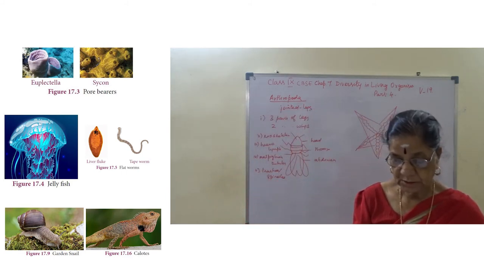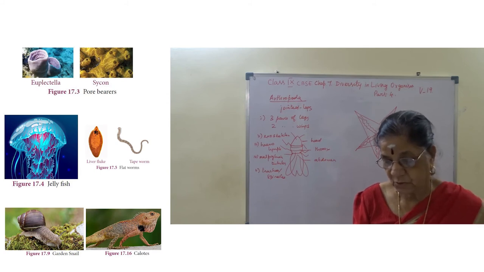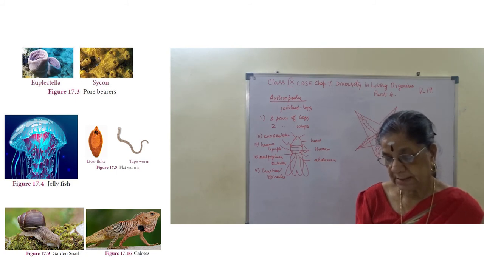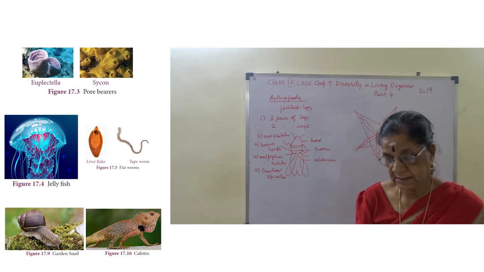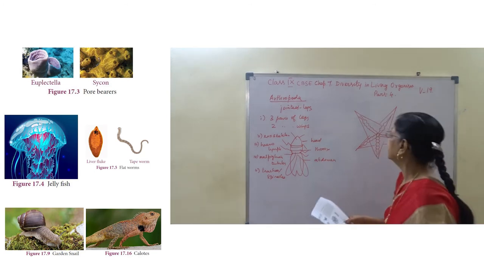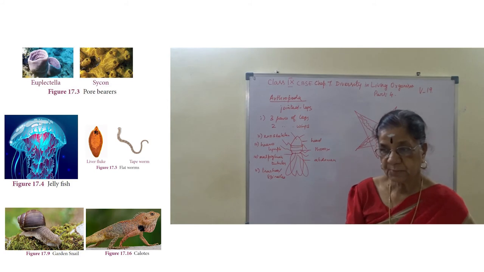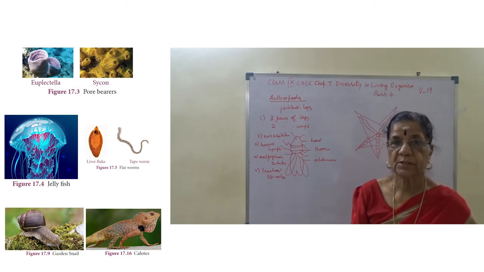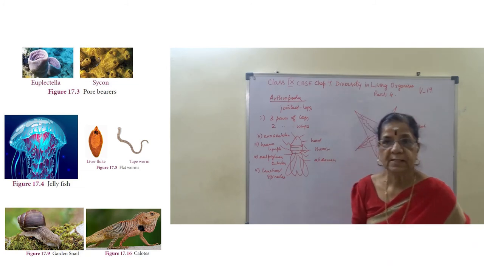So they also have a peculiar water driven tube system that they use for moving around. They have a hard calcium carbonate structure that they use as a skeleton. Examples: starfish and sea urchin. So this is for phylum echinodermata, the spiny skinned animals. Okay, so these are the characteristic features of the phyla.